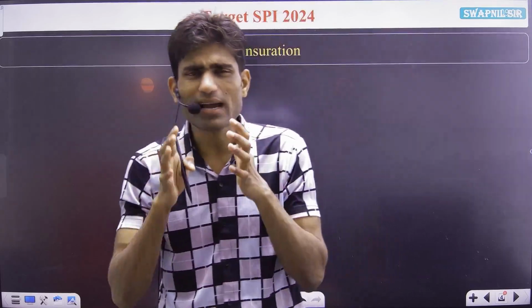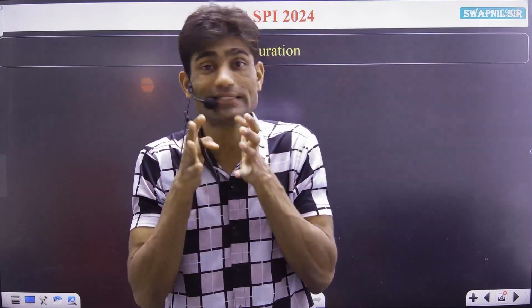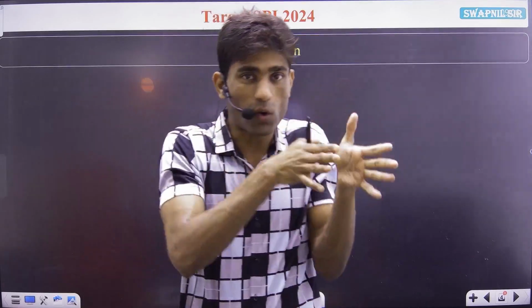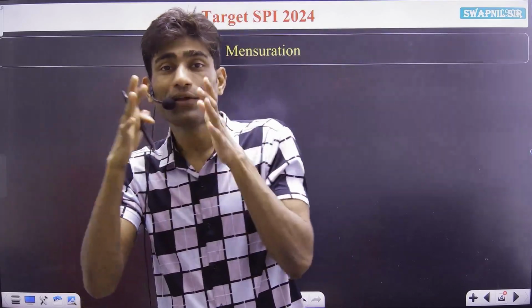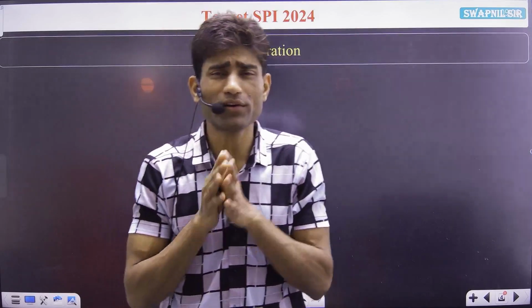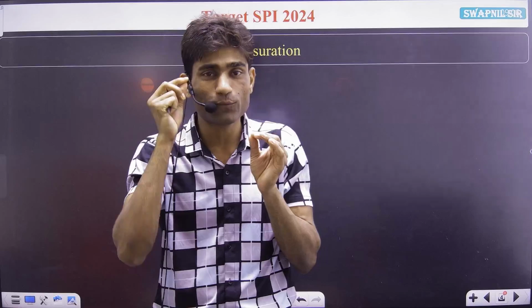Now, what are the major solid shapes we are all familiar with till now? Like a cylinder, cone, sphere, hemisphere, cube and cuboid. These are the major solid shapes which are very important in your SPI exam. Based on these solid shapes, you will get near about 13 to 15 examples in your SPI exam.